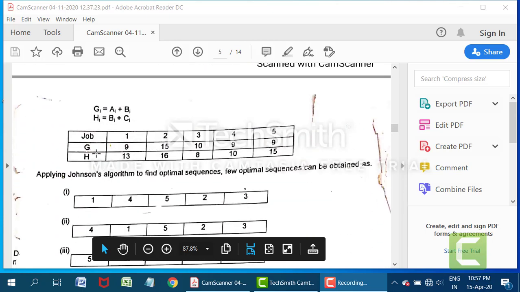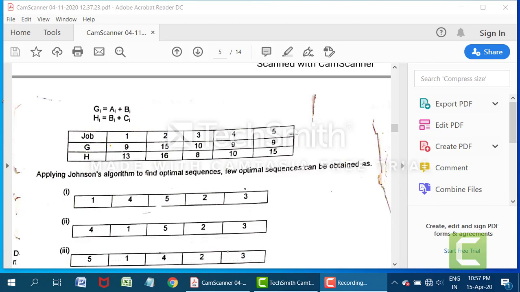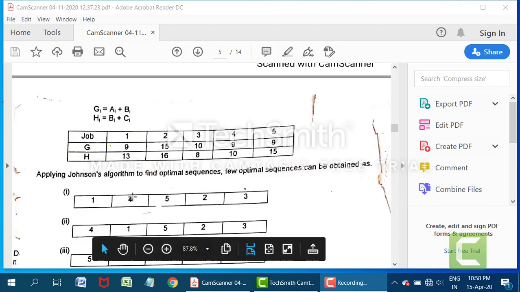So now there are only two machines, G and H, and 5 jobs. Now the problem contains 5 jobs on two machines. So this data is enough to find the best sequence of jobs. Remember, this table data is used only to find the sequence. So 5 jobs and 5 compartments must be mentioned here.